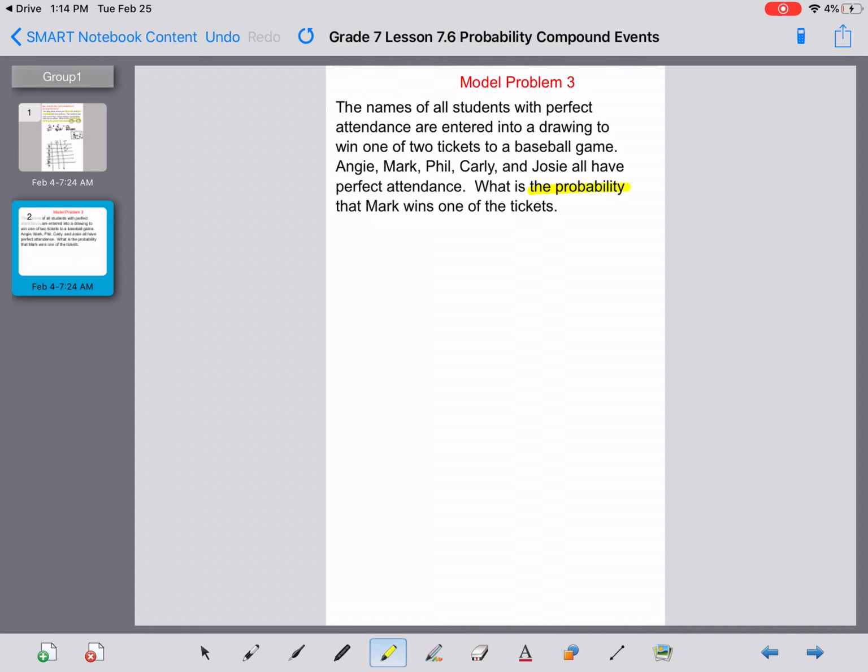The question is asking the probability that Mark wins 1 of the tickets. And there are 1, 2, 3, 4, 5 people who have perfect attendance. So I need to first determine how many total outcomes there are. So I can have ticket 1 and I can have ticket 2. Now there's a key part in this problem. You can only win 1 of the 2 tickets.